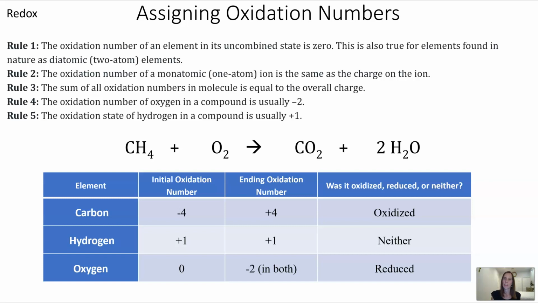You can see when it started at -4, that means it had control of the electrons. And it ended with a +4, and that means it lost control of those electrons. So carbon was oxidized. Hydrogen went from +1 to +1. That's no change. That means neither happened. So carbon was oxidized, hydrogen neither, and oxygen was reduced.